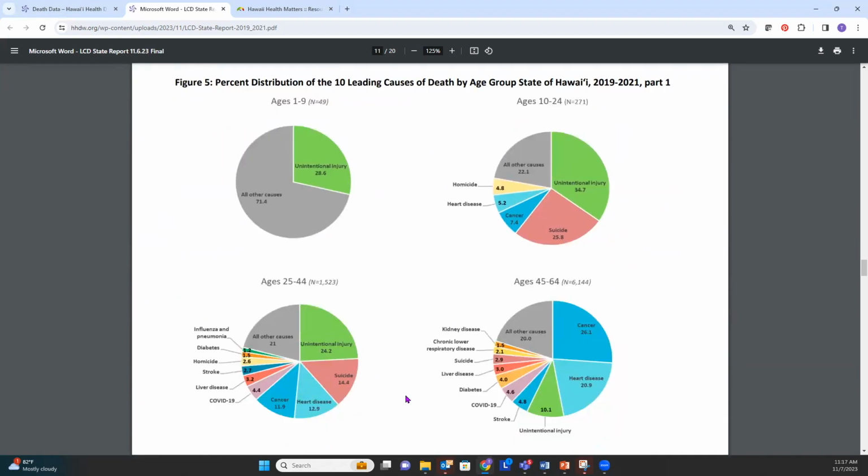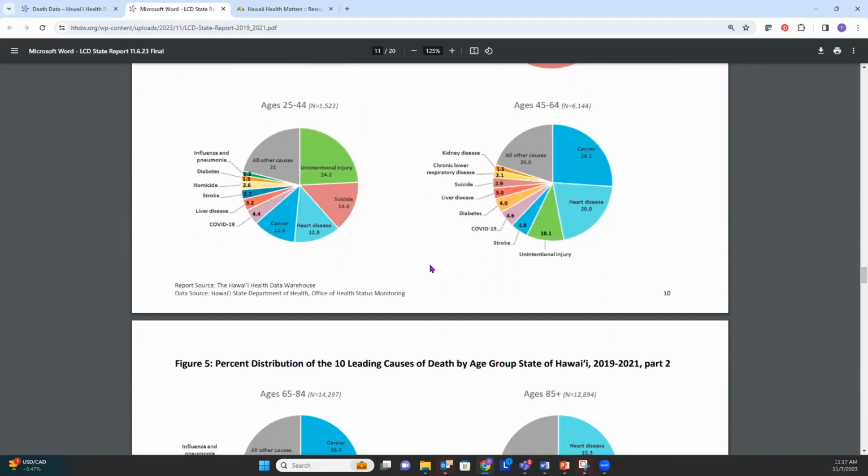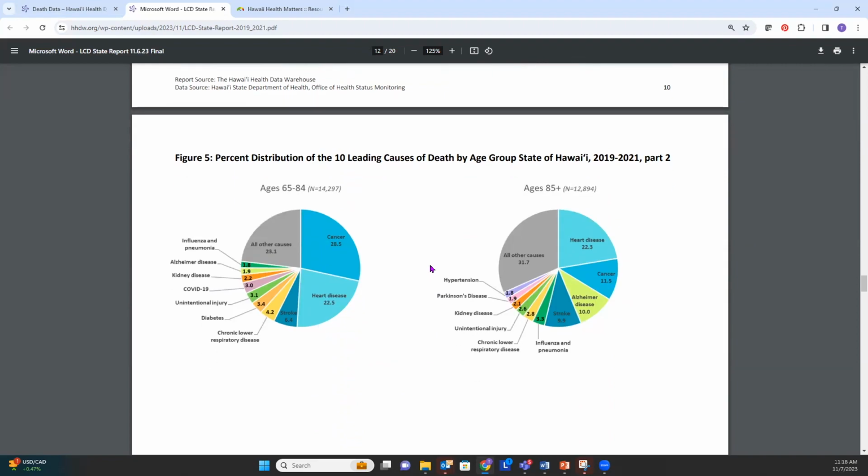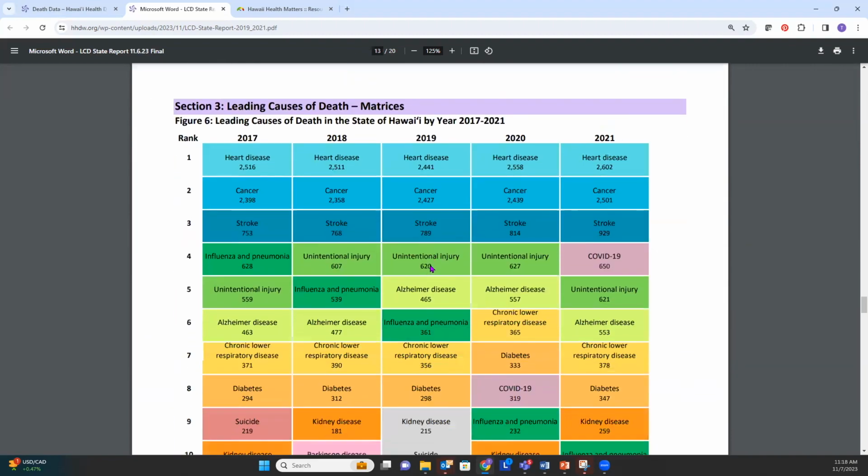Then scrolling down, you'll see the leading causes of death by age group. You'll notice here there's obviously not 10 leading causes among those 1 through 9. There are only 49 deaths. Well, that is very good, right? We don't want deaths among young people. And the only one that had more than 9 counts would be unintentional injury here, and that accounted for 28.6% of all deaths in this age group. You'll see again, less than 10 for the ages 10 to 24, and again, the same thing. So scrolling down, we have it grouped by 6 different age breakouts, so you can see leading cause of death across the lifespan. And then we move into our matrices.